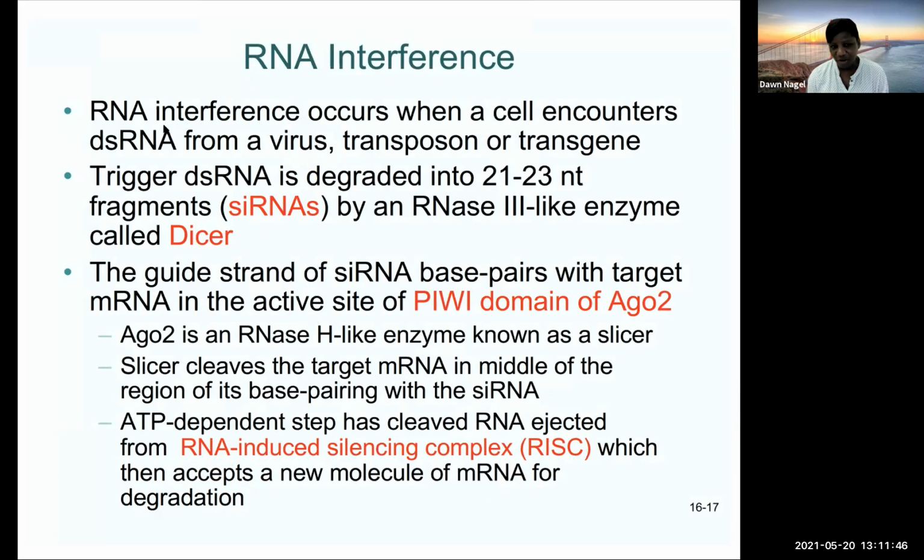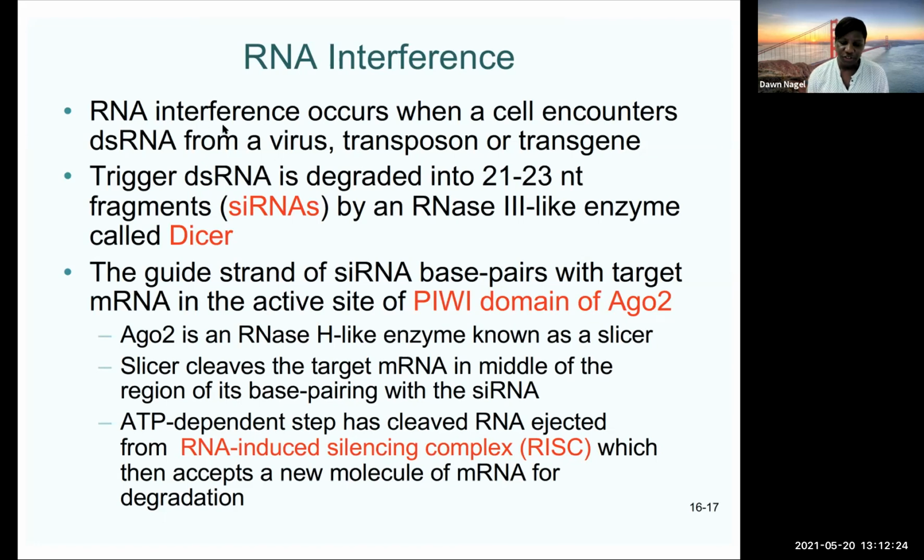Our understanding of RNAi comes from the way that an organism deals with an infection. So RNAi will usually occur when a cell encounters a double-stranded RNA virus. Viruses can be RNA or DNA. A lot of them are RNA viruses, like the coronavirus that we're dealing with right now, but you can also have viruses that have a DNA molecule.